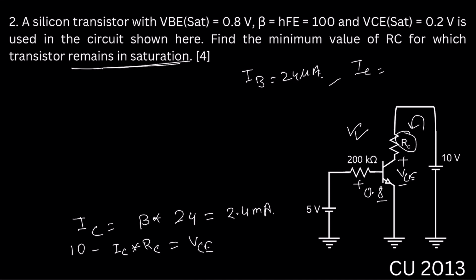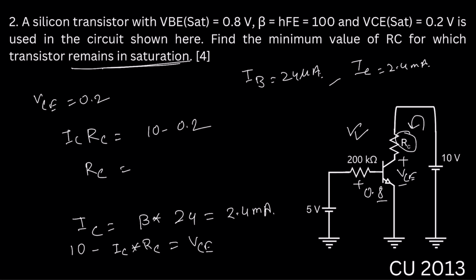And IC is 2.4 milliampere. So VCE is how much? 0.2, and IC times RC will be 10 minus 0.2. So RC will be 9.8 divided by 2.4 milliamps. It will be equal to 4.08 kilo ohm.